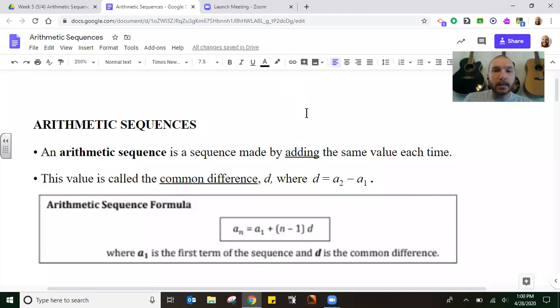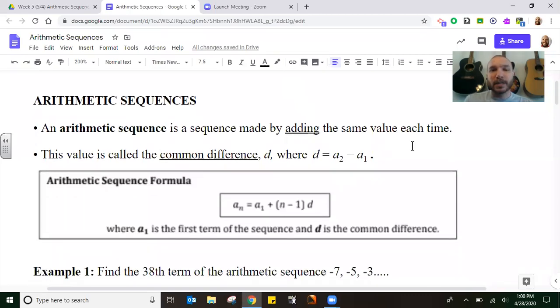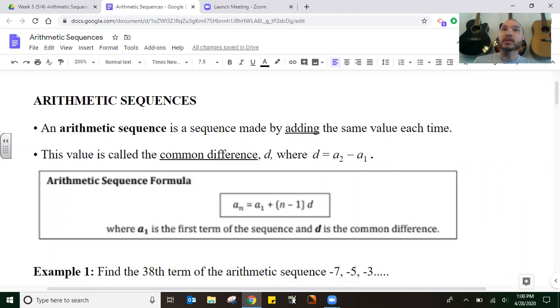This is a specific sequence that adds the same number each time. So it's not too bad. Some of the sequences we looked at last week had a pattern within the pattern. This time we will only have that one single pattern of adding the same number every time. Of course, it could be adding a negative value, which often looks like subtraction, but that won't trip us up too much.